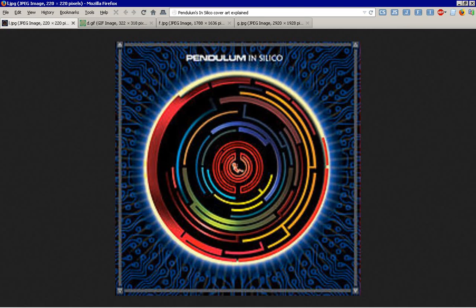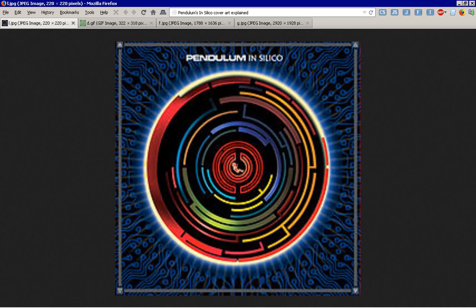Pendulum, the band. In Silico, an album. The cover art is sometimes called the Pendulum band logo. It's actually not their logo, but it is the logo for the album. And in the middle of it, you can see a fetus inside of what looks like some sort of digital maze or some other such thing.